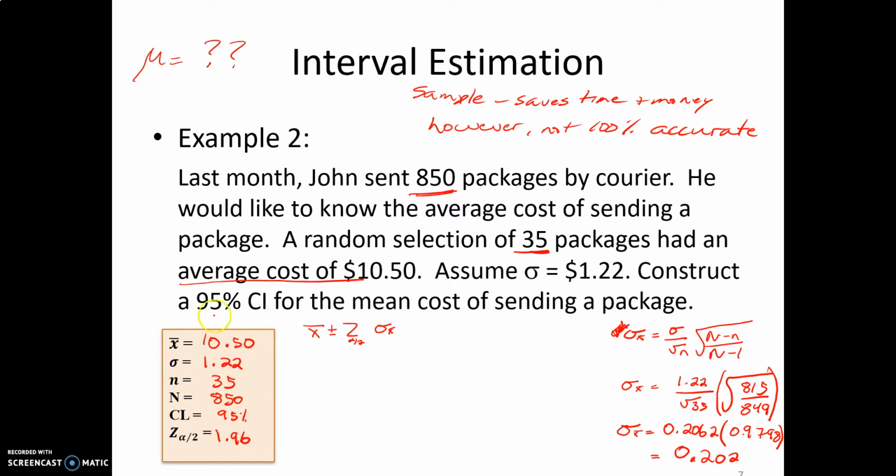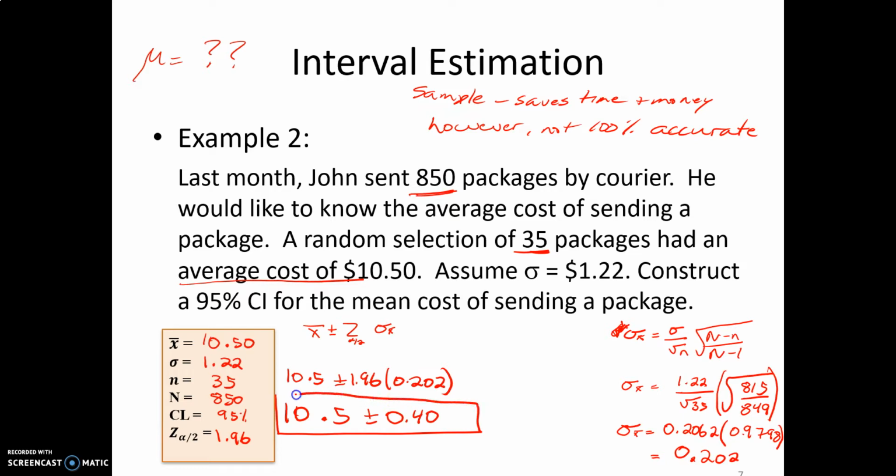So now we can put the standard error back into our confidence interval calculation. So we know that sample mean is 10.5 plus or minus a Z value 1.96 times 0.202. So 10.5 plus or minus approximately, it's going to be rounded up to about 40 cents. So this is how we're going to leave our final answer. On the exam, writing something like that would be correct. 10.5 plus or minus 0.4.